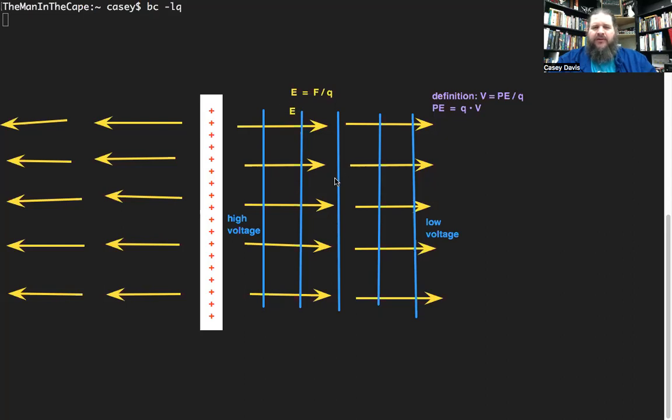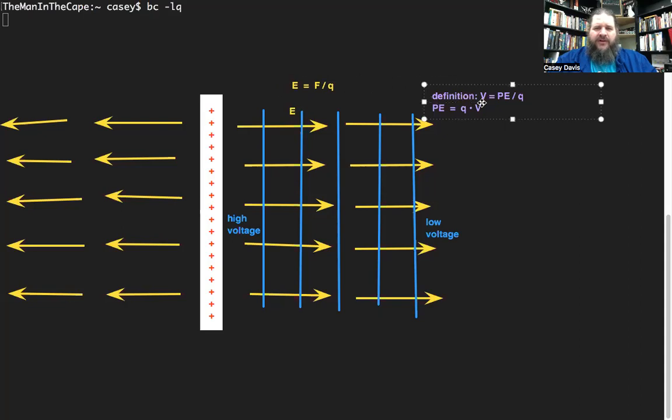Likewise, if you have two different charges, they're going to experience different amounts of potential energy. But if you take the ratio of potential energy versus test charge, you get a consistent ratio. And that ratio is called the voltage at that location. So voltage is defined as the ratio of potential energy of an object versus its charge, which means if you solve for potential energy here, electrical potential energy is equal to charge times voltage.